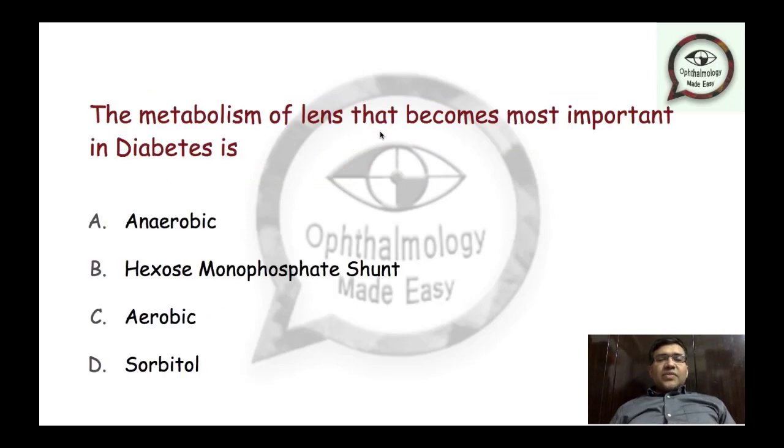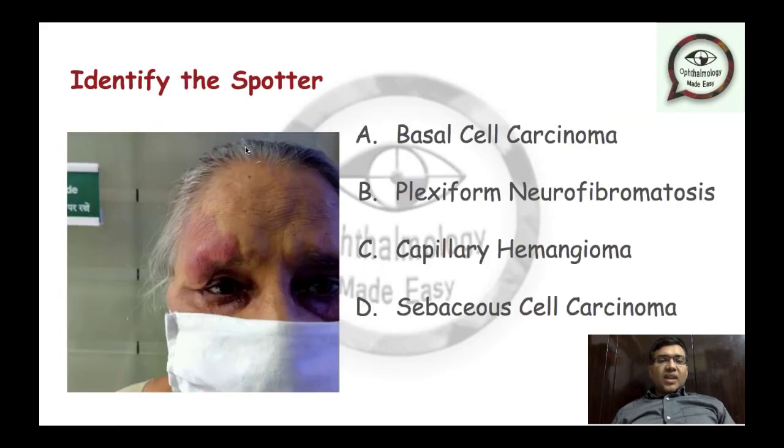The next question is a previous year question where they have asked about the diabetic cataract. Remember, in diabetic cataract, the most important feature is the sorbitol metabolism, because in that case the lens basically becomes intumescent and becomes cataractous. Next is they have asked about the spotter. This spotter where you can see the reddish purple demarcated area, this is basically a capillary hemangioma.